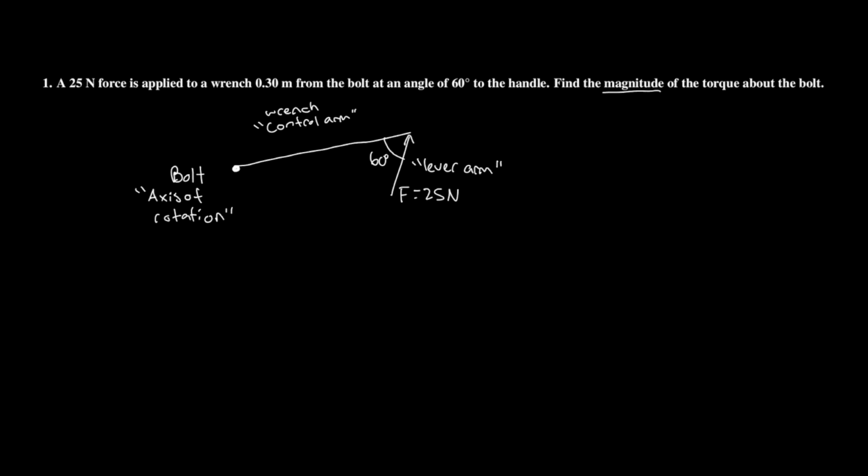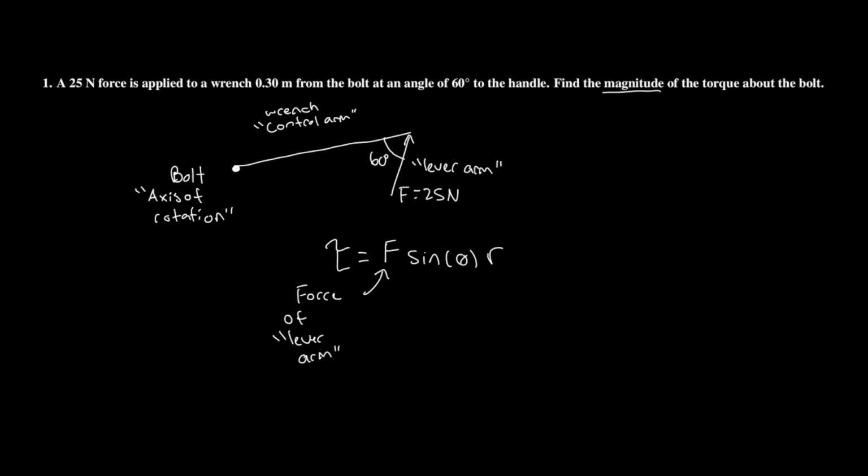Okay, so now we can talk about our torque formula. So torque is equal to F sine theta R. And why don't we dive into each of these components individually? So our first component is going to be force, and this is the force of the lever arm. In this case, the force of the lever arm is going to be 25 newtons. So that's all we need to write for F is 25. Next, we have sine theta.